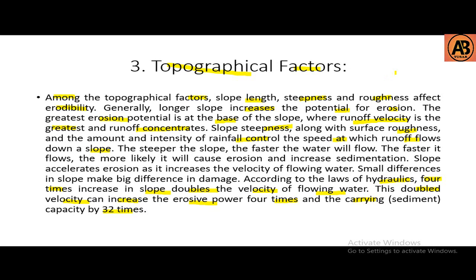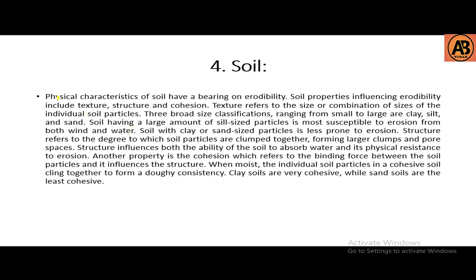Then fourth is soil. Physical characteristics of soil have a bearing on erodibility. Soil properties influencing erodibility include texture, structure and cohesion. Texture refers to the size or combination of sizes of the individual soil particles. The 3 broad size classifications, ranging from small to large, are clay, silt and sand. Soil having a large amount of silt sized particles is most susceptible to erosion from both wind and water. Soil with clay or sand sized particles is less prone to erosion.